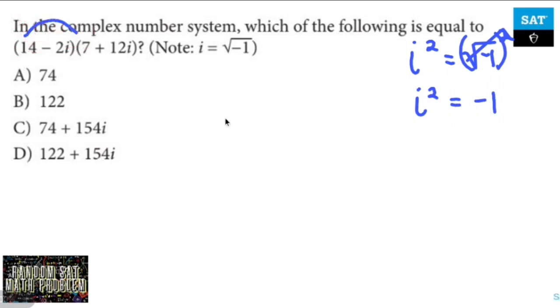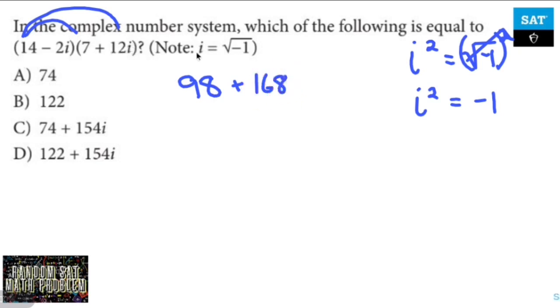14 times 7 is good gravy. I don't even know what 14 times 7 is. 98. Did it. 14 times 12 is 168. All right, so let's bring it back. 168.